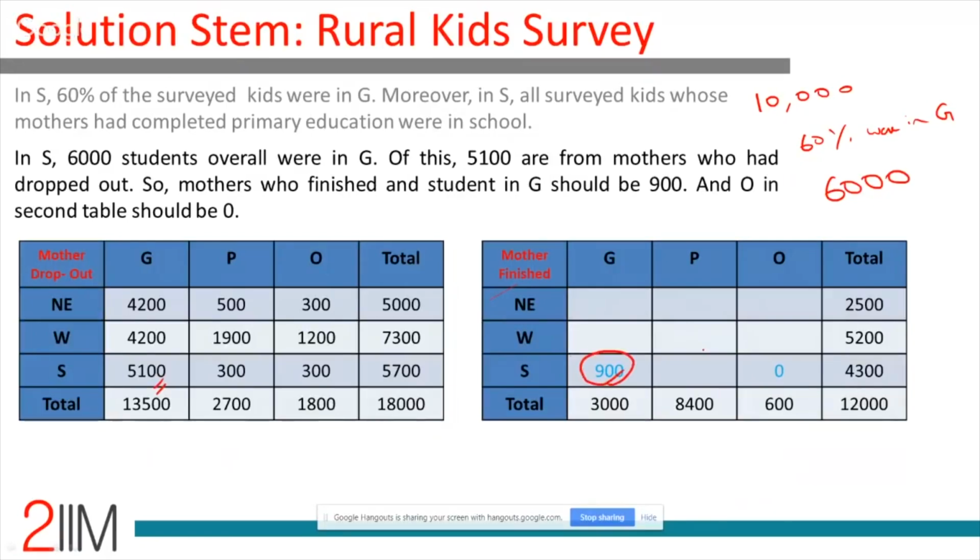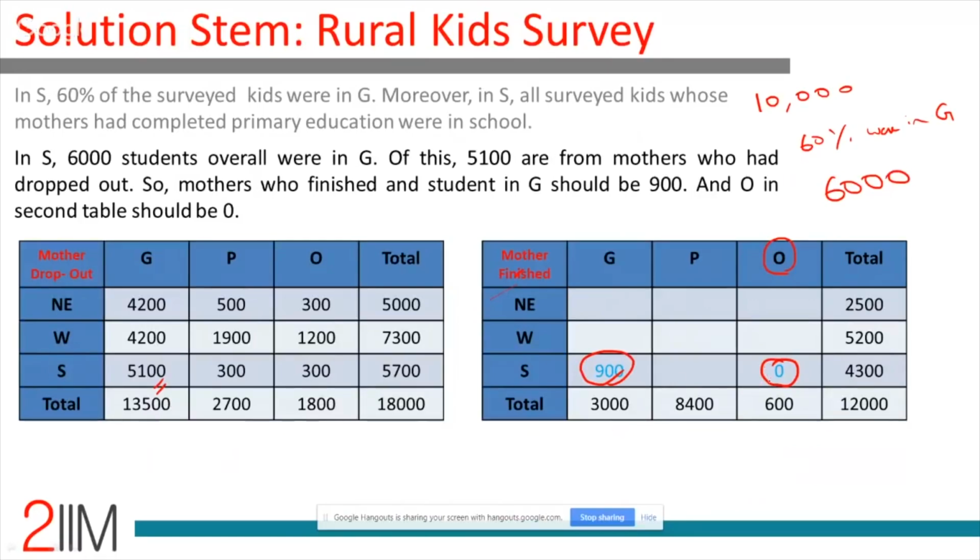Totally 6,000 from the South are in government schools. 5,100 from mothers who dropped out. So the remaining 900 will be from mothers who completed primary education. And moreover, in S, all surveyed kids whose mothers had completed primary education were in school. So in this column, you should have a 0 sitting there. So mothers who had completed primary education and kids who have not been enrolled in school is 0. So we filled 2 of these.